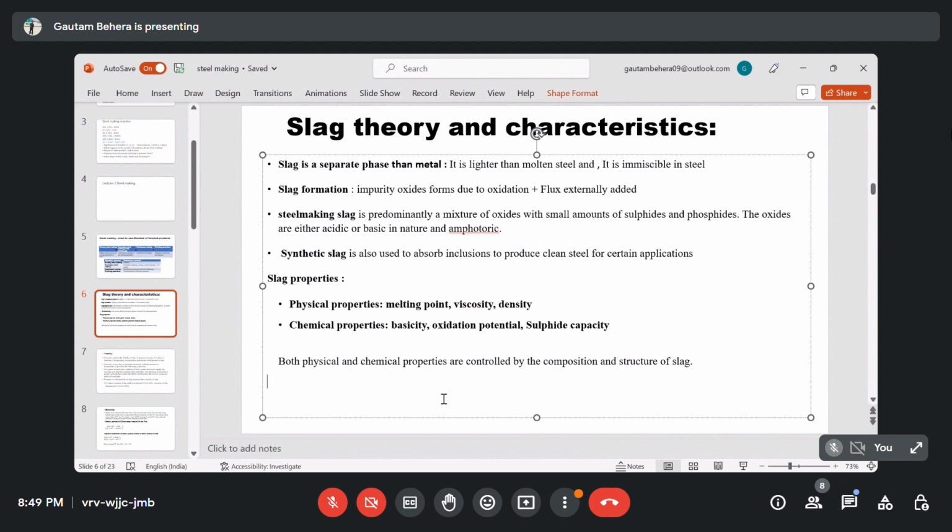And this is a very good line. Both physical and chemical properties are controlled by the composition and structure of slag. So this is very important. The composition of slag is important and the structure of slag is important, right? That will decide the chemical and physical properties of the slag.